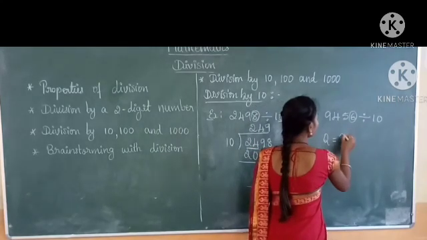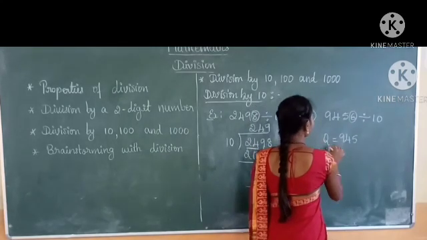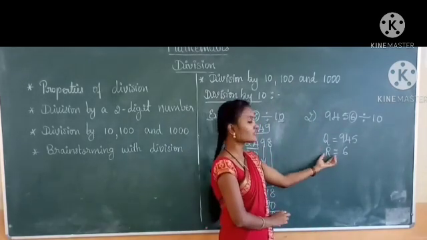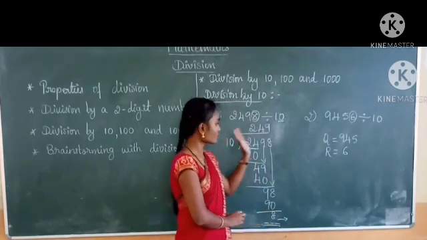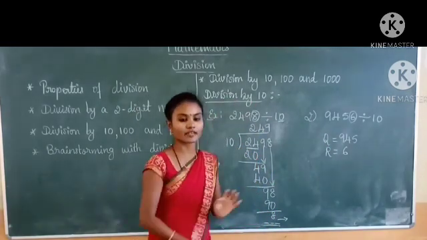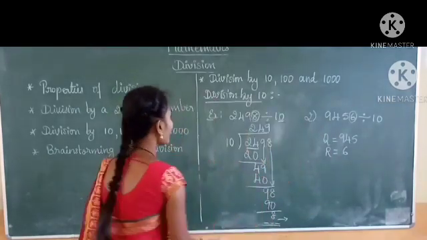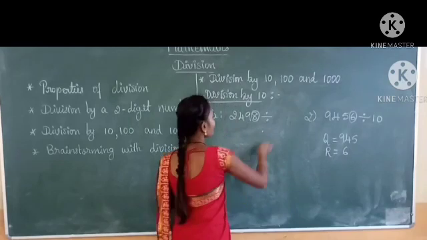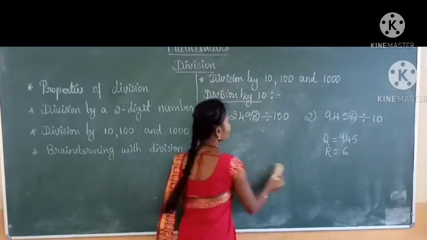The quotient is 945 and the remainder is 6. We can tell the answer by our observation. Understood? Yes. So if it is division by 100, let me divide this number. Division by 100.